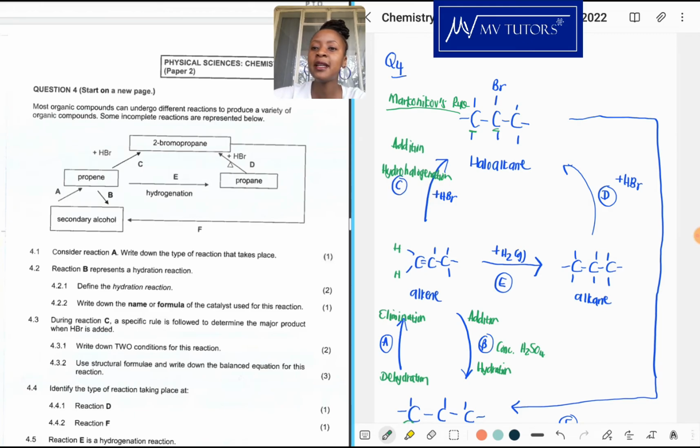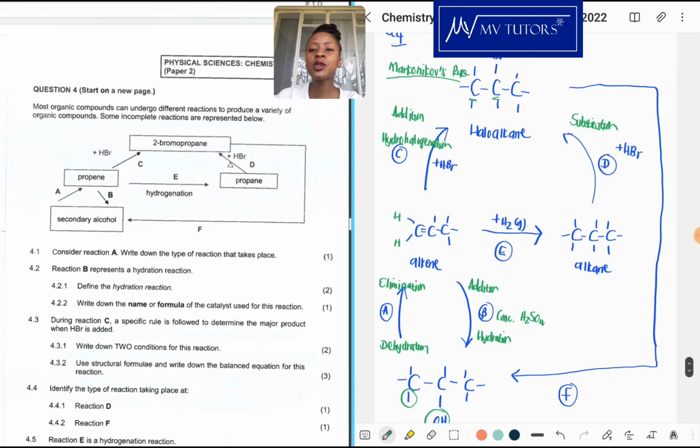Okay, cool. Now let's go to D. So D, we went from an alkane to a haloalkane. Remember, alkanes are saturated, so you can't add to them. They're already filled. So for you to go from an alkane to a haloalkane, you had to substitute. So this is a substitution reaction. Okay, cool. Now we go to E.